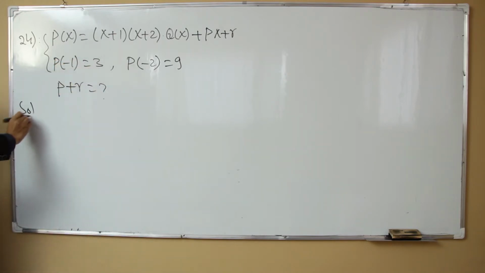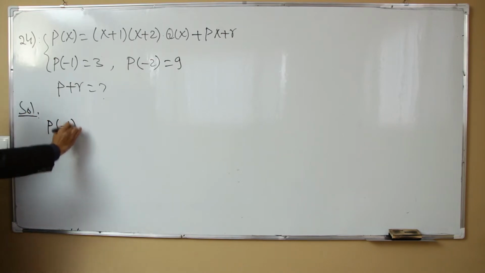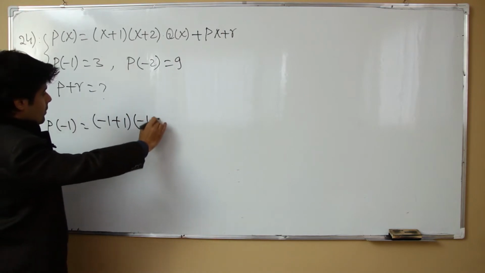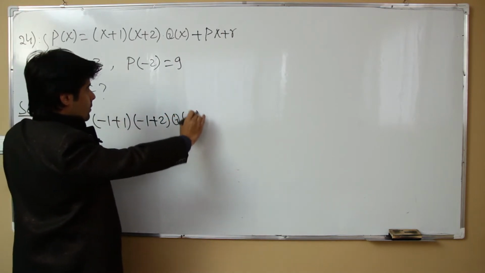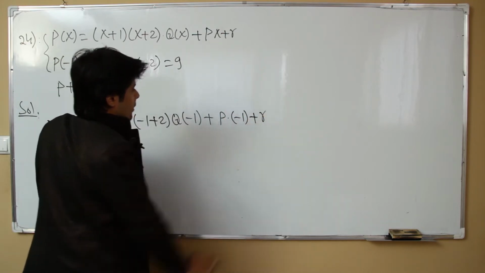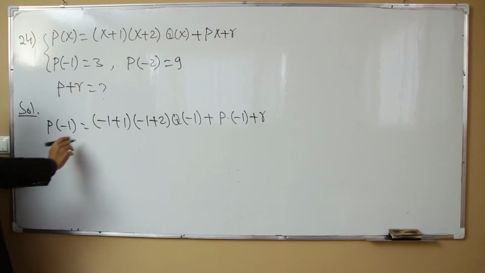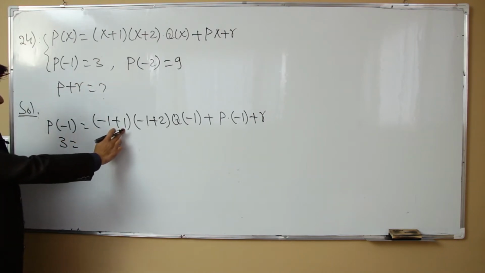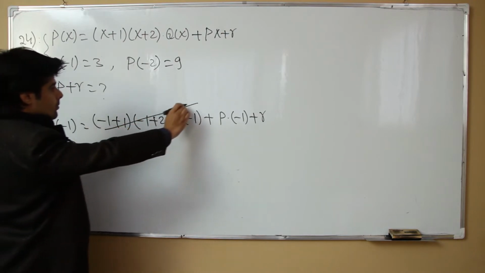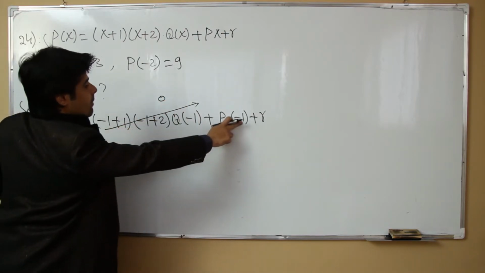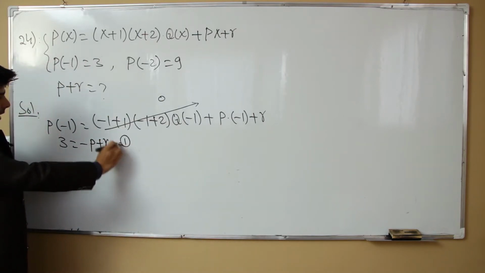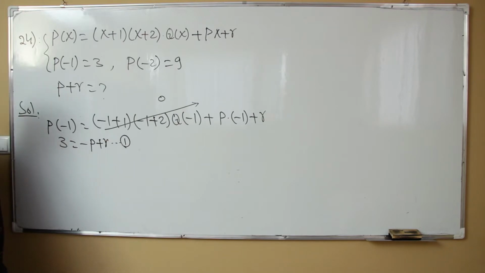So we will have P(-1) is (-1 plus 1) times (-1 plus 2) q(-1) plus p instead of x, minus 1, plus r. Now P(-1) is 3, so minus 1 plus 1 is 0. 0 times this one is 0. And minus p plus r. We have a two variable equation here.